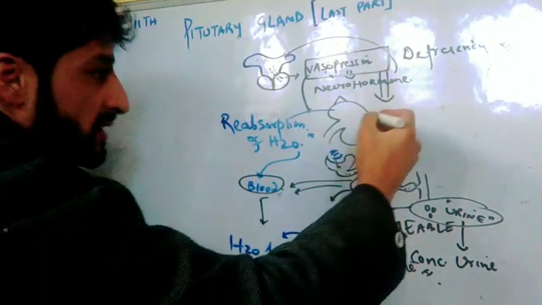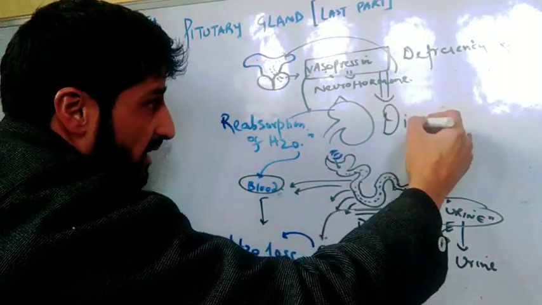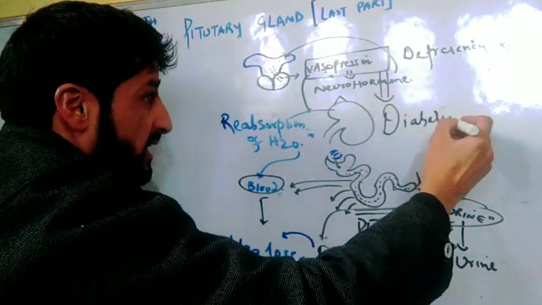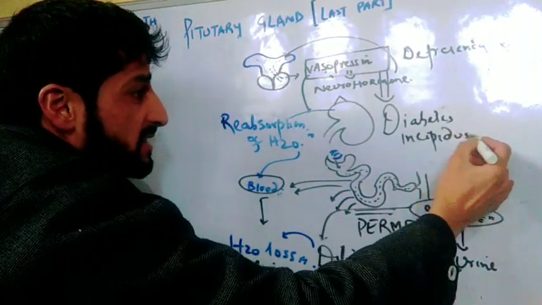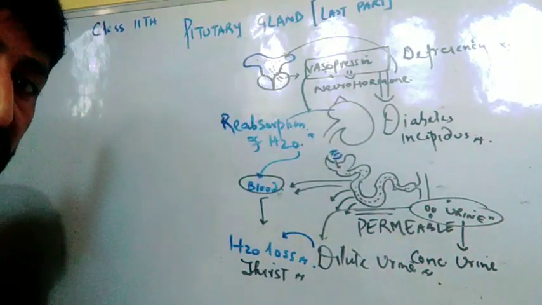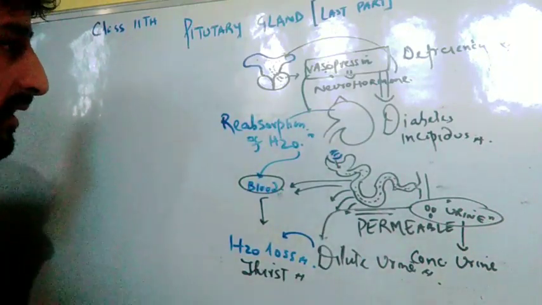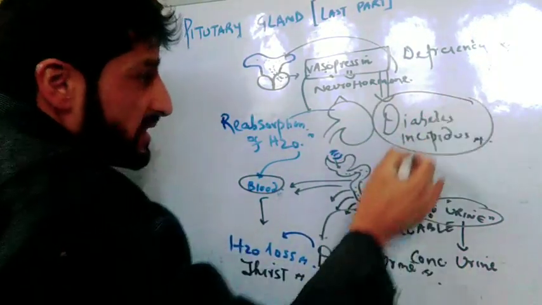should we say that the persons will suffer from a very, very special disease? That disease is called diabetes insipidus. When we study pancreas, there we will study a very special disease that is called diabetes mellitus. Now here we are studying a disease that is diabetes insipidus.